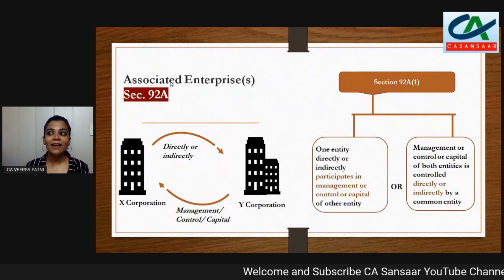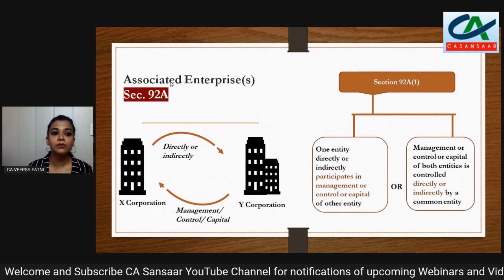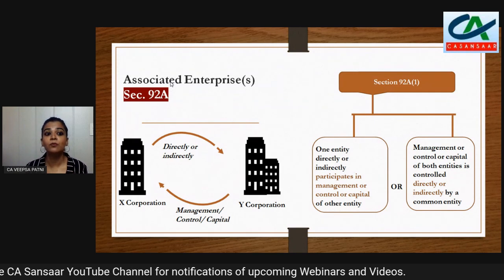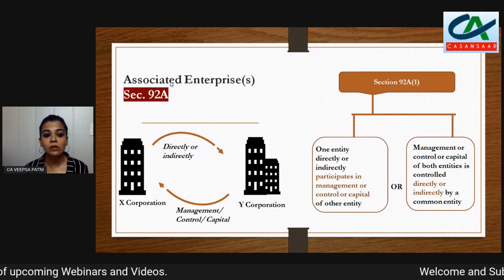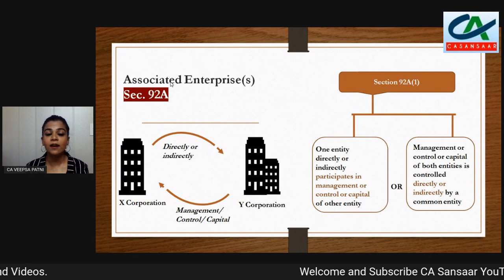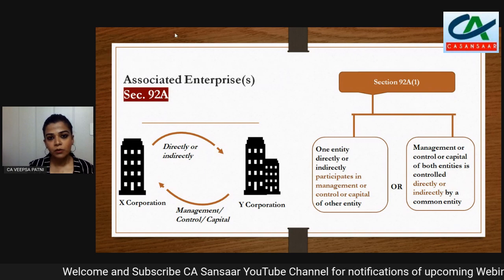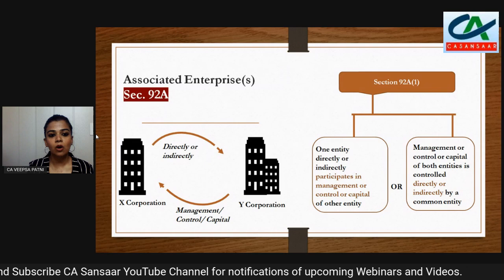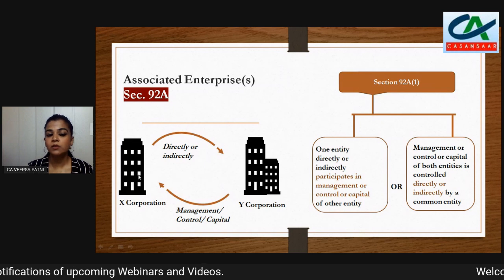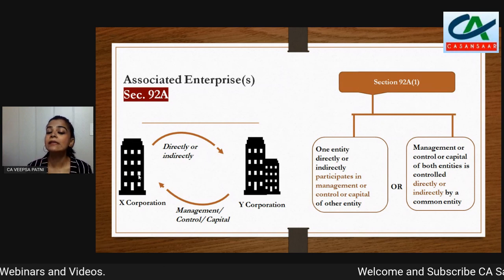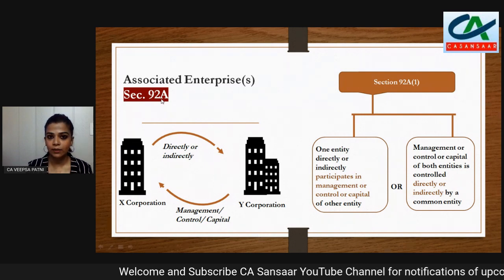Now that we know why 92A is very important to start your transfer pricing analysis, and we also saw how it is captured in your TP report, it is the first and foremost section to tell the external stakeholders, the internal stakeholders, how these enterprises are actually associated. As I told you last time also, say there are two corporations. What is the relation between these two corporations, whether they are associated or not, on what parameter they are associated, that is defined by section 92A.